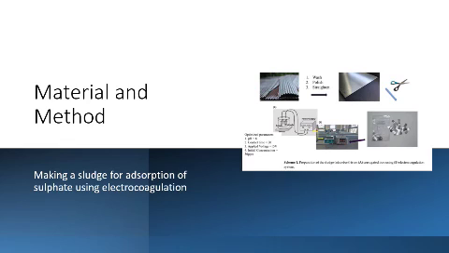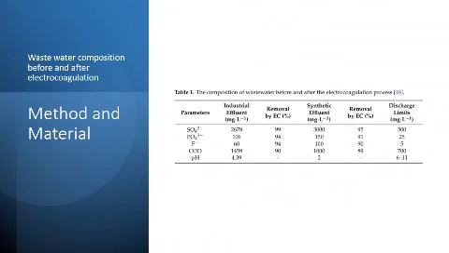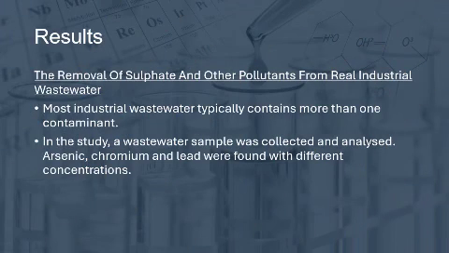This table shows the composition of wastewater before and after the electrocoagulation process has taken place. So the removal by electrocoagulation was 99% and the other removal by electrocoagulation was 95%. The removal of sulfate and other pollutants from real industrial wastewater.